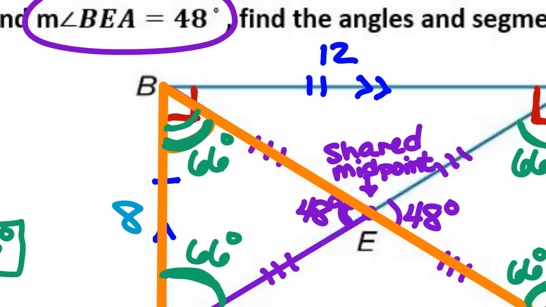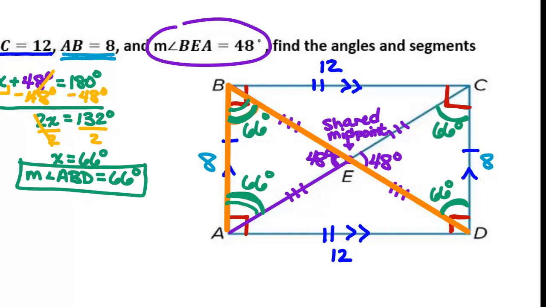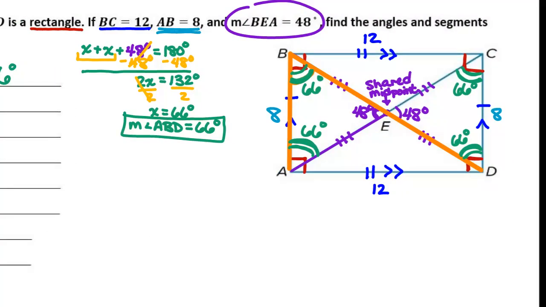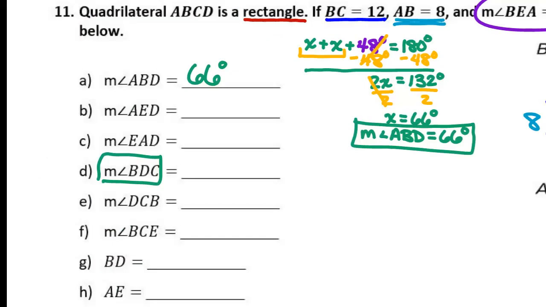Also, you saw another question over there. You saw D. We did part D. The measurement of angle BDC. BDC, that's this angle right here. That is 66 degrees.